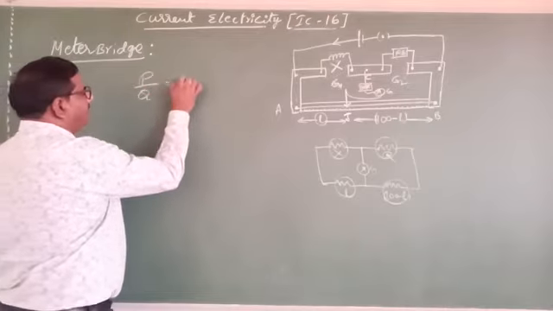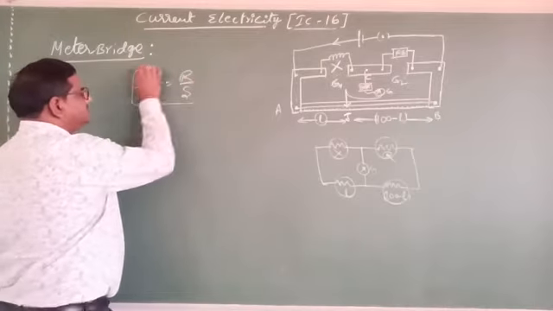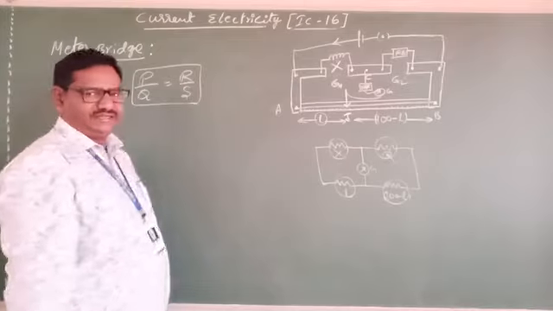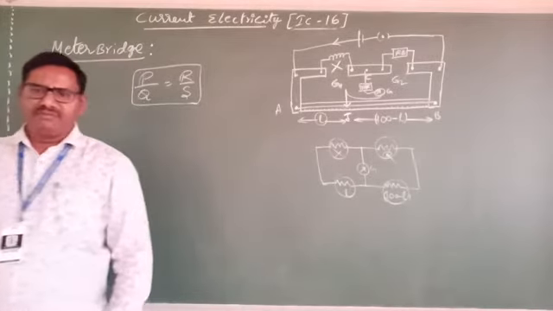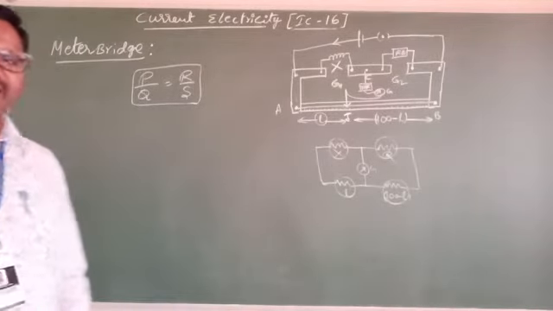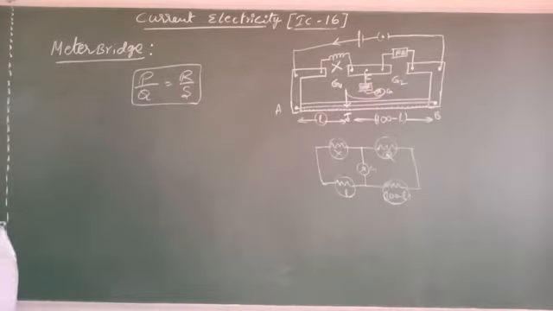P by Q equal to R by S. This is with the balanced condition of the Wheatstone bridge. So what can we write? P by Q equal to R by S.